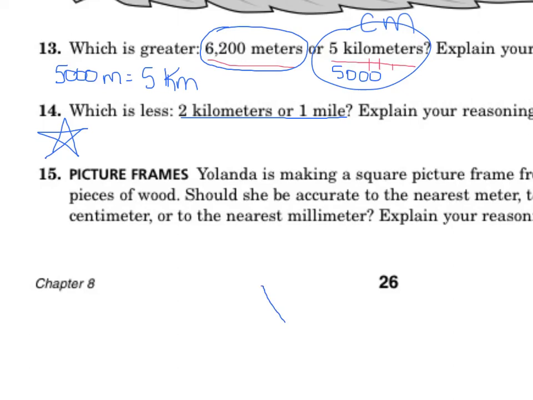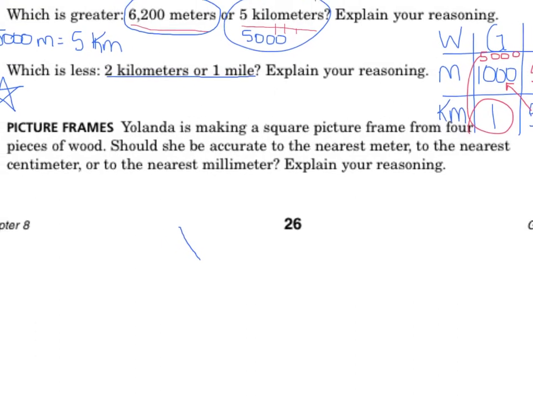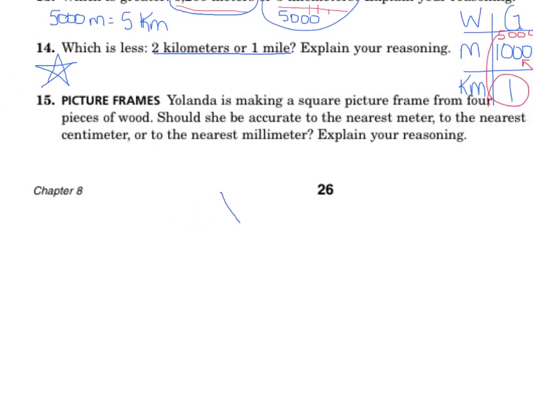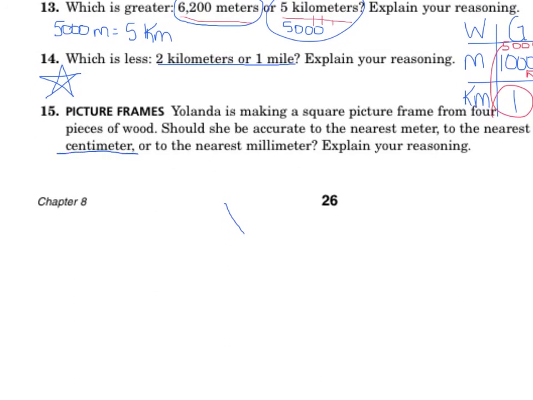Okay, the next one, picture frames. Yolanda is making a square picture frame from 4 pieces of wood. Should she be accurate to the nearest meter, to the nearest centimeter, or to the nearest millimeter? Explain your reasoning. You're going to write on this one too. Do not leave this one blank. You need to make sure that you have that answered.